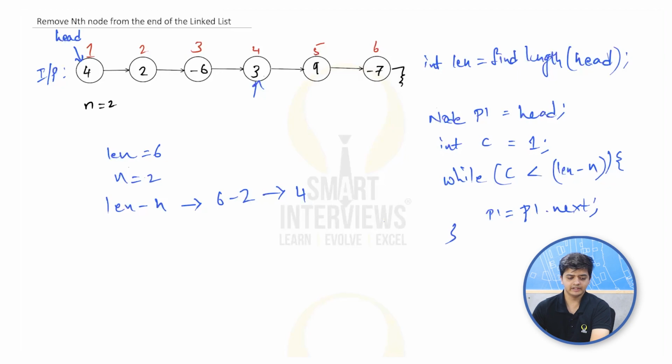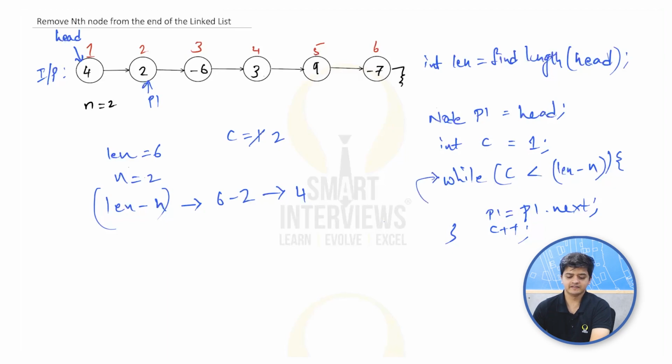Okay, so what is exactly happening here? I have my length minus n as 4. So initially c will be equal to 1 and I have a p1 pointer. Now p1 moves forward, and once I move p1 forward, I should also increase my count. So I can write c++ over here, which will increase my count. So now c will become 2.